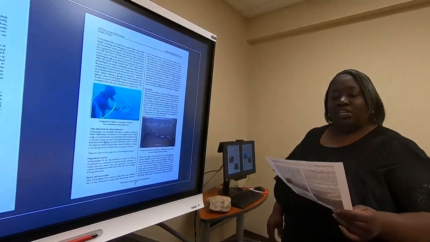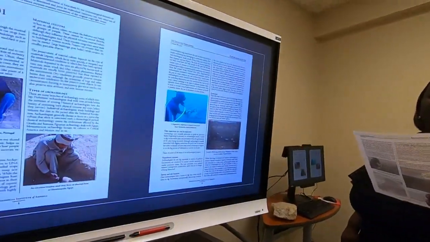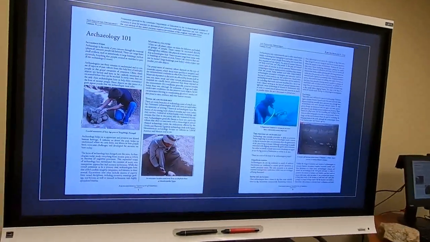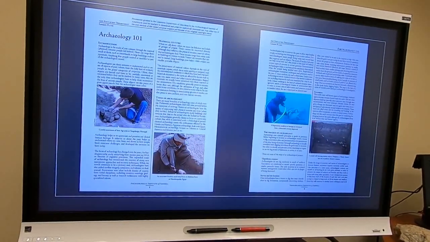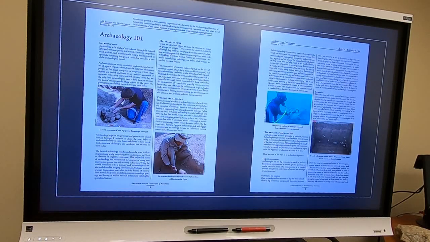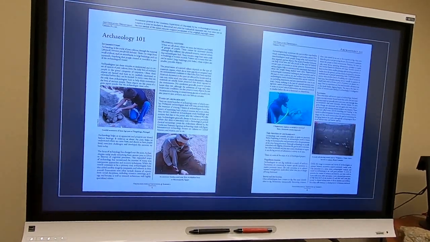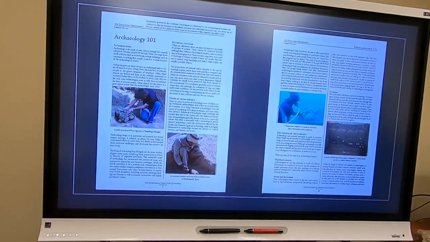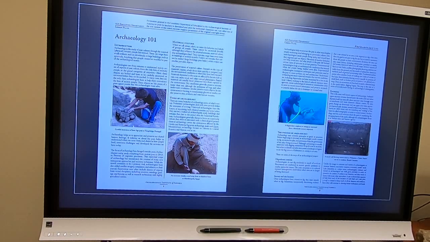It says, Introduction. Archaeology is the study of past cultures through material remains left behind by people. These can range from small artifacts such as arrowheads to large buildings such as pyramids. Anything that people created or modified is part of the archaeological record. Archaeologists use the remains to understand and recreate all aspects of the past culture, from the daily lives of ordinary people to the grand conquests of emperors.